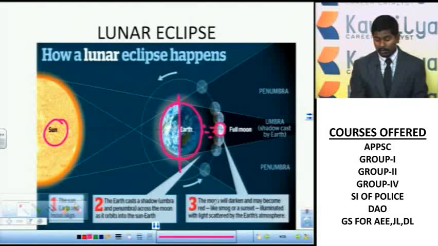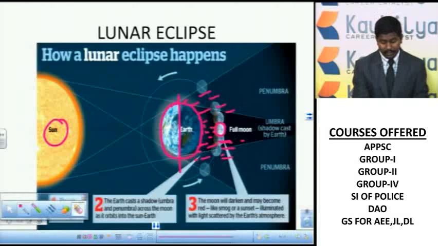Here the earth casts a shadow across the moon as it orbits. Now the moon will darken and may become red like smog or a sunset, illuminated with light scattered by the earth's atmosphere. This means that even though there is no direct incidence of light on the moon, the moon gets illuminated by the scattered light, the light reflected from the earth's surface, which is incident on the other area of the moon's surface.